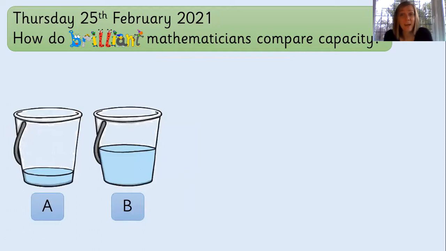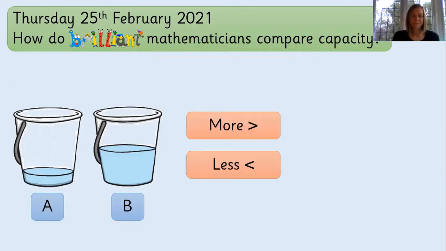We've got some buckets here. I've got bucket A and bucket B. So I wonder, have you got your whiteboards nearby? And let's have a go at putting A on one side of our boards and B on the other side. So you've got a nice big gap here. Now let's have a think. You've got bucket A. Is bucket A less than bucket B? Or is bucket A more?